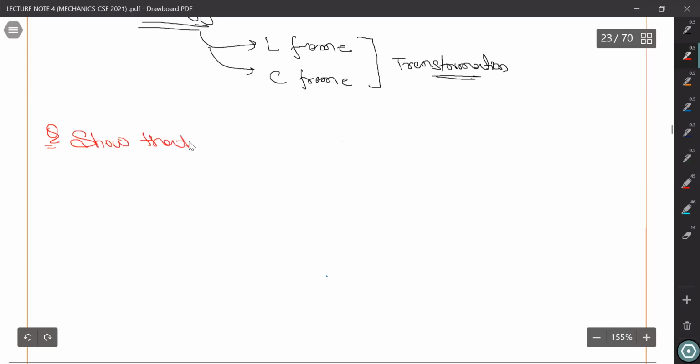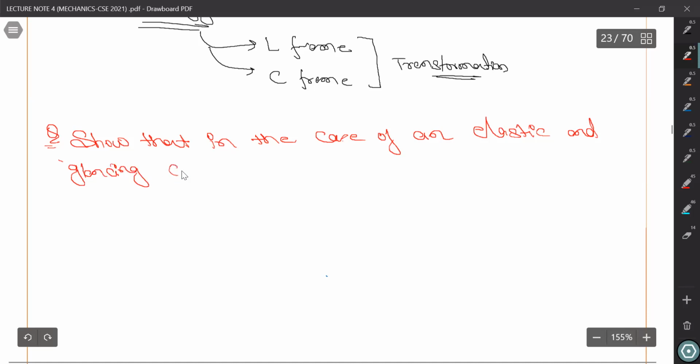So that, in the case of an elastic and glancing collision, that means they are on the same edge, between two particles of mass m1 and m2. This is a very important question, I guess.